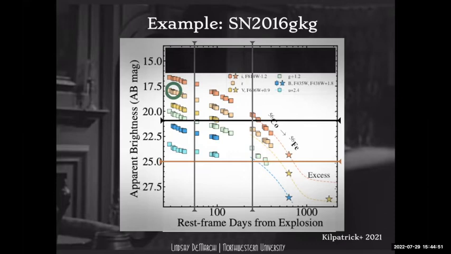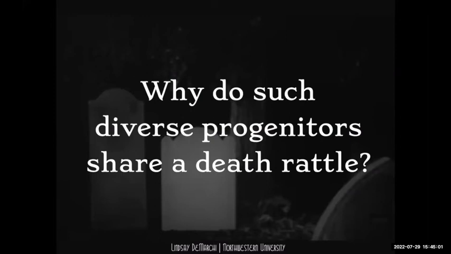What's also very important about this is that I keep alluding to the fact that all stripped envelope supernovae seem to be exhibiting this kind of behavior, and we don't know why. And so I wanted to leave you with a question: why do such diverse progenitors from these different supernovae all have a very similar death rattle at the end of their lives? Why do they all happen to lose a ton of material in the hours to thousands of years right before their death?